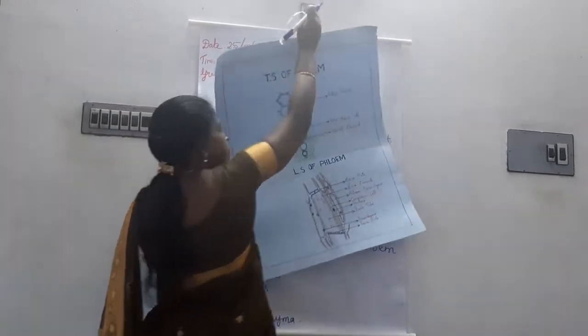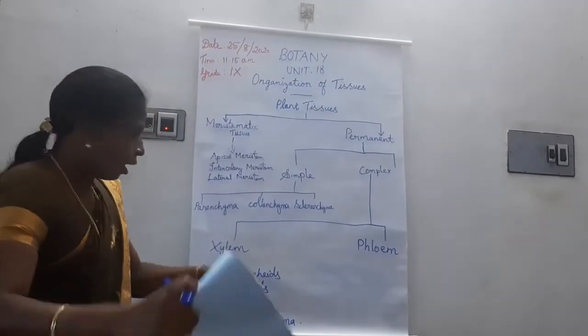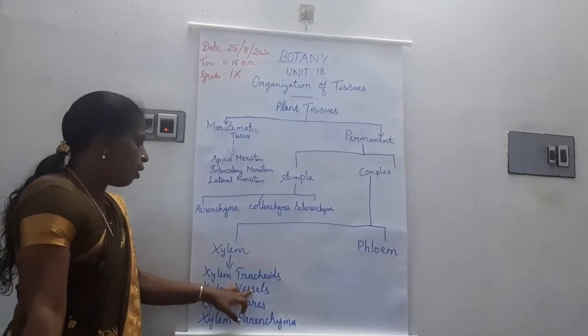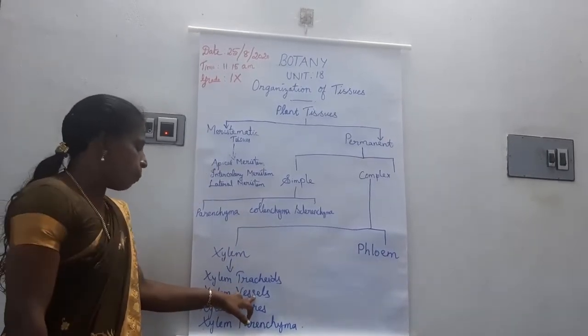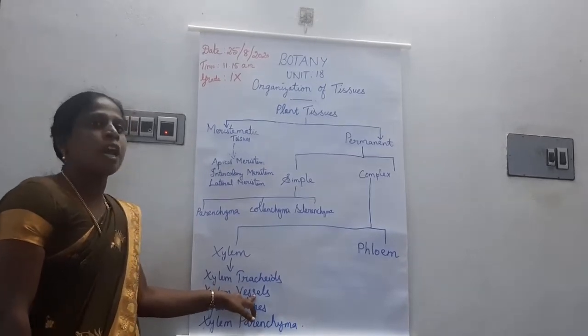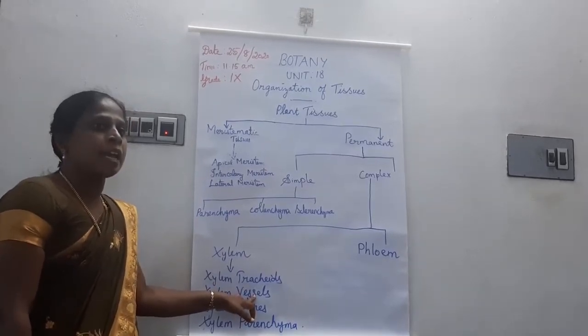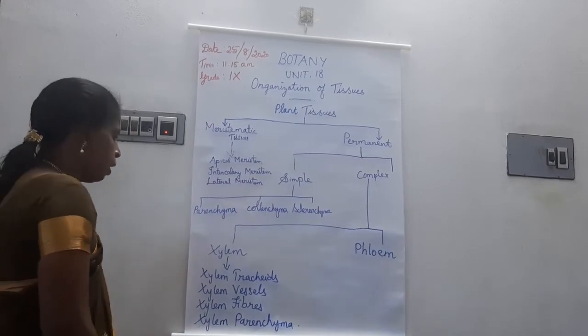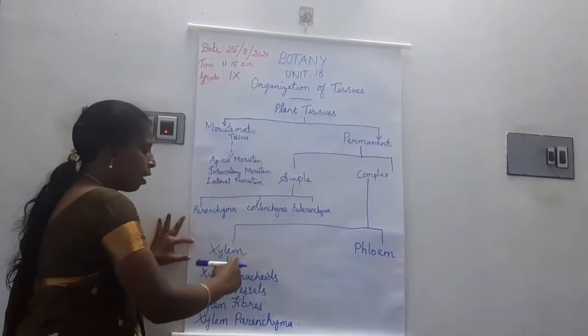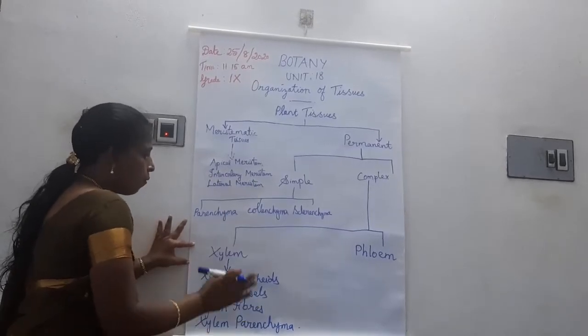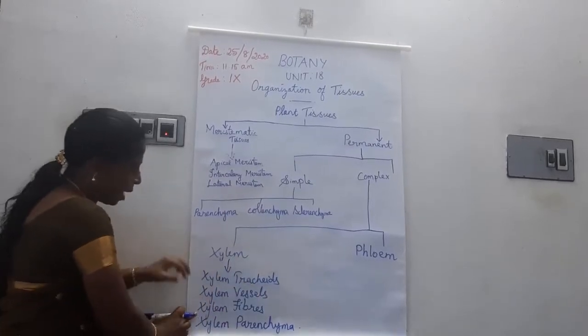So this xylem vessel is helpful for transporting water and dissolved minerals from the root to other parts of the plant body, and also for mechanical support to the plant body. So these two tissues are helpful for the movement of water from the root to other parts of the plant body.